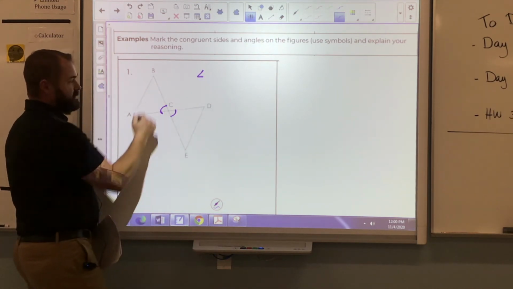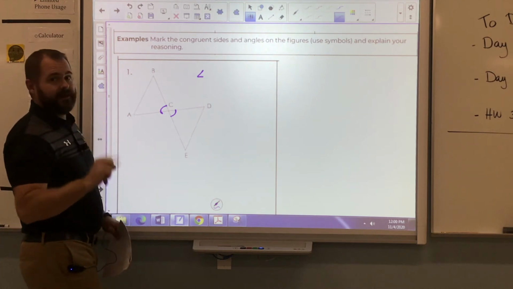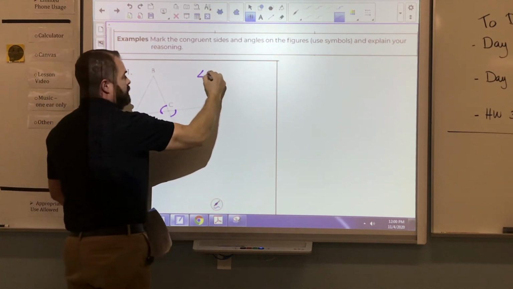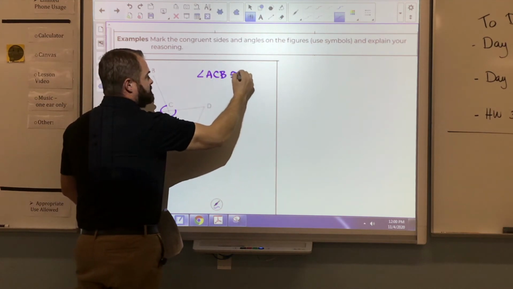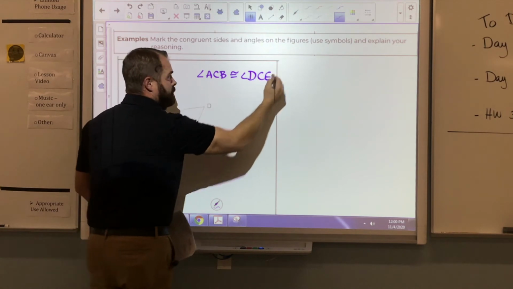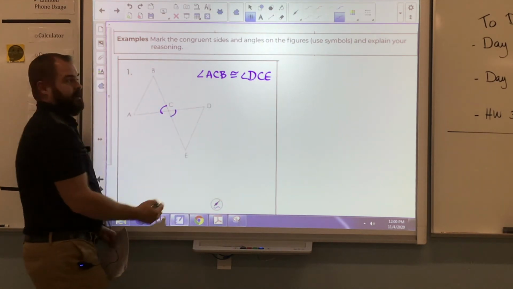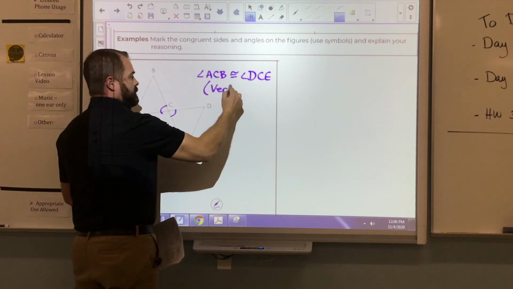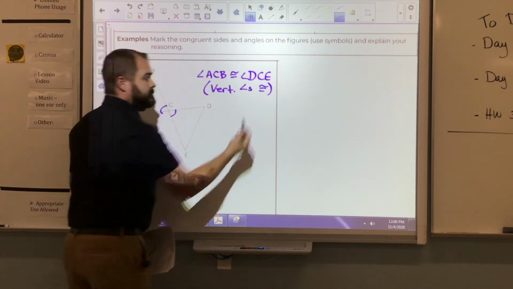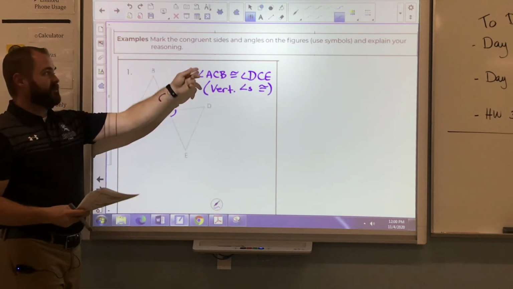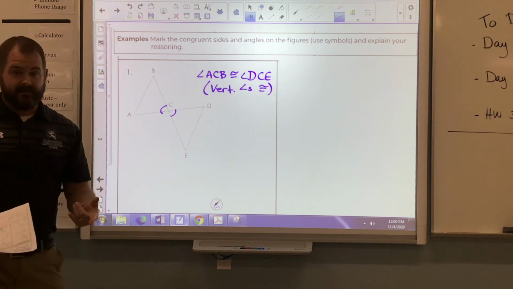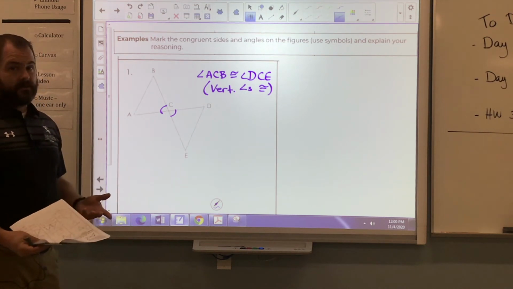So the only thing I can say to be congruent would be this. Angle ACB. Again, I can't just call it angle C. There's more than one angle at C. So this is angle ACB, or BCA, is congruent to angle DCE because they are vertical angles. And vertical angles are congruent. Okay, so that's explaining my reasoning for making that statement. And that's all I can say in this. Even though there are some that look like they're congruent, they're not always congruent.